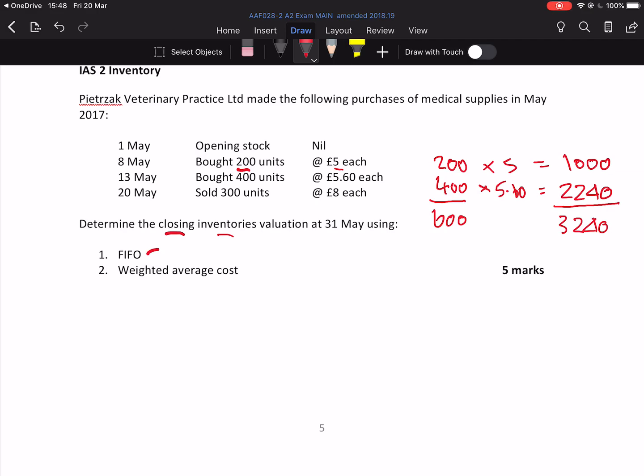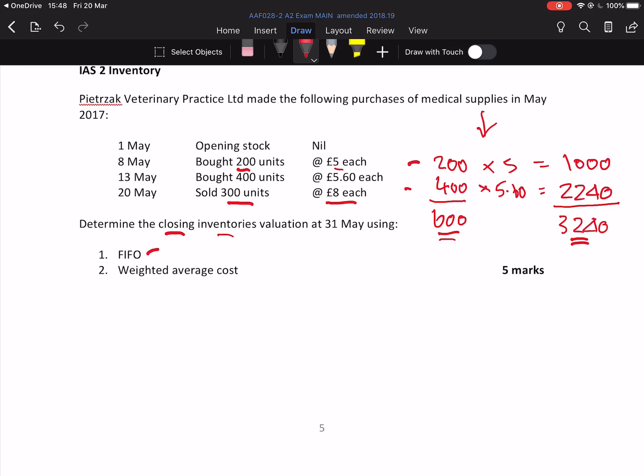Okay, so up to the 13th of May, we've got 600 units at a total cost of £3,240. So this is stock coming in, okay? On the 20th of May, we sold 300 units at £8 each. The £8 is just trying to confuse you because it doesn't make any difference, because we want to know what the closing value of the stock is. So we sold 300 units. And what we need to work out is which stock came in first, which was the one on the 8th of May, and then we've got some on the 13th of May.